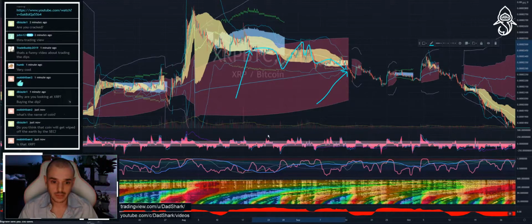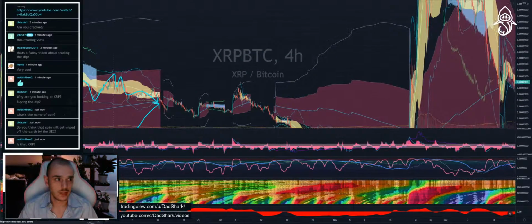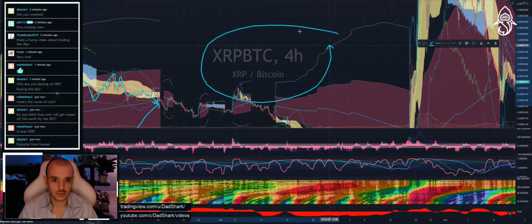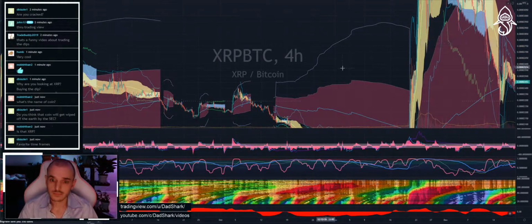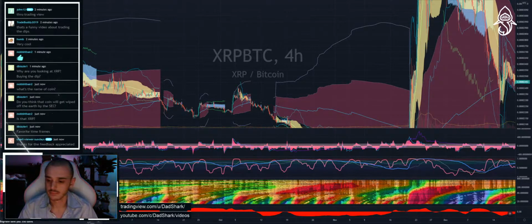Why are you looking at XRP, buying the dip? No, it's something I traded recently and I was using it to explain things. Is it XRP? Yeah, I made sure that I have this really nice big watermark in the middle of the screen because I am covering this information over here. Thanks for the feedback. Okay.